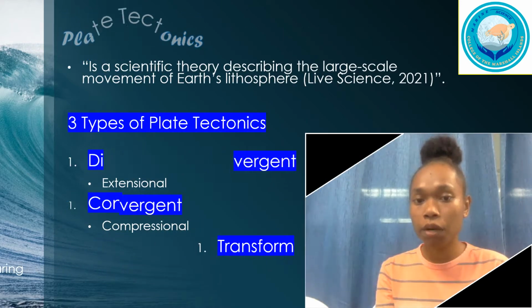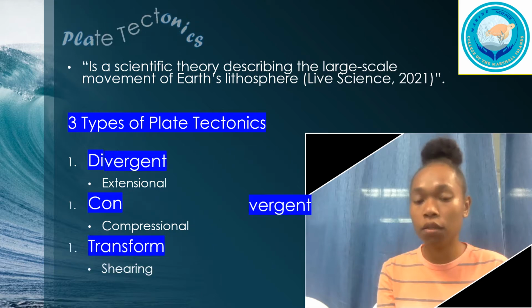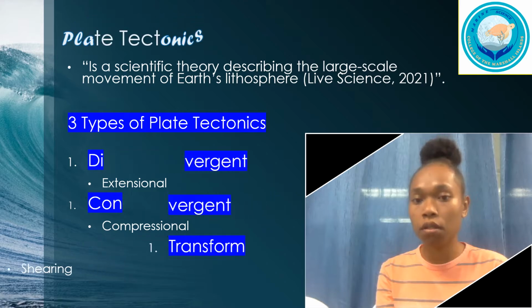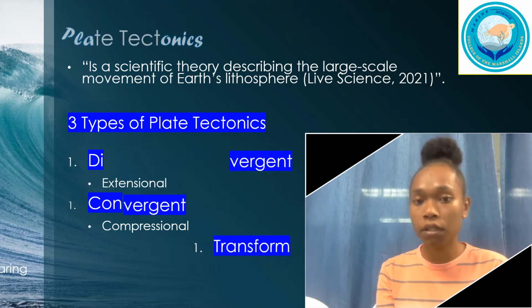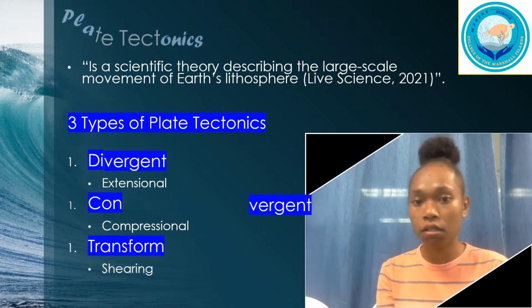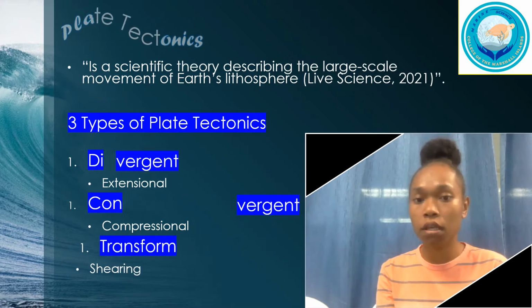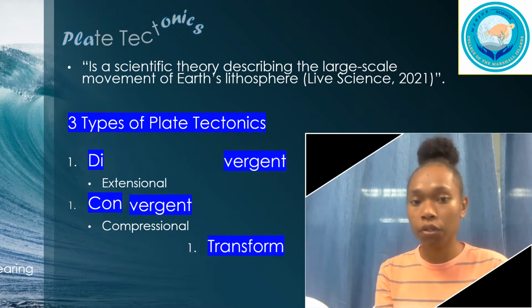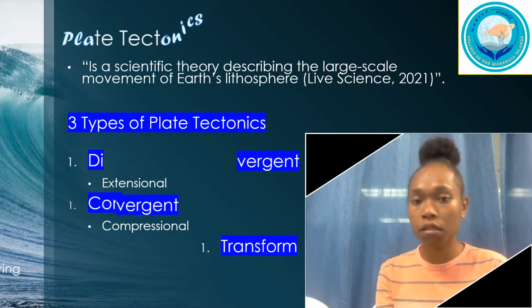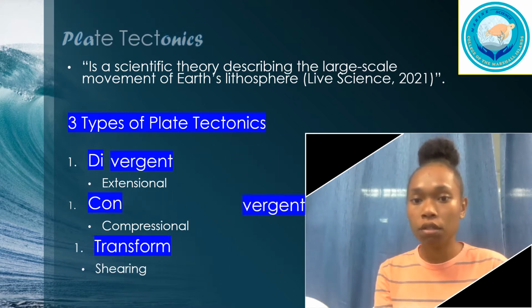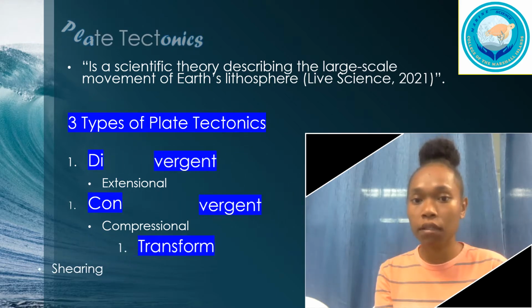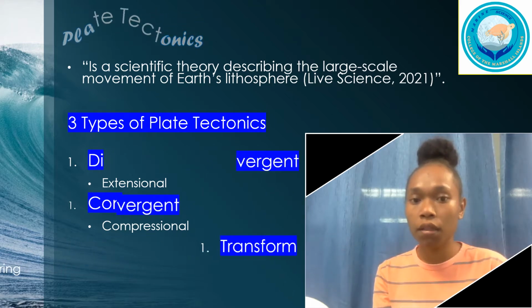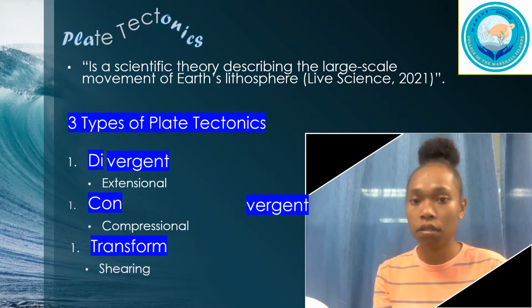In Introduction to Marine Biology, students will enhance knowledge about plate tectonics, types, movements, and formations. Plate tectonics is a scientific theory describing the large-scale movement of plates in the Earth's lithosphere, which is caused by the heat from radioactive processes within the planet's interior. According to some scientists, it is believed that plate tectonics was formed 3 billion years ago, and there are three types of plate tectonics.